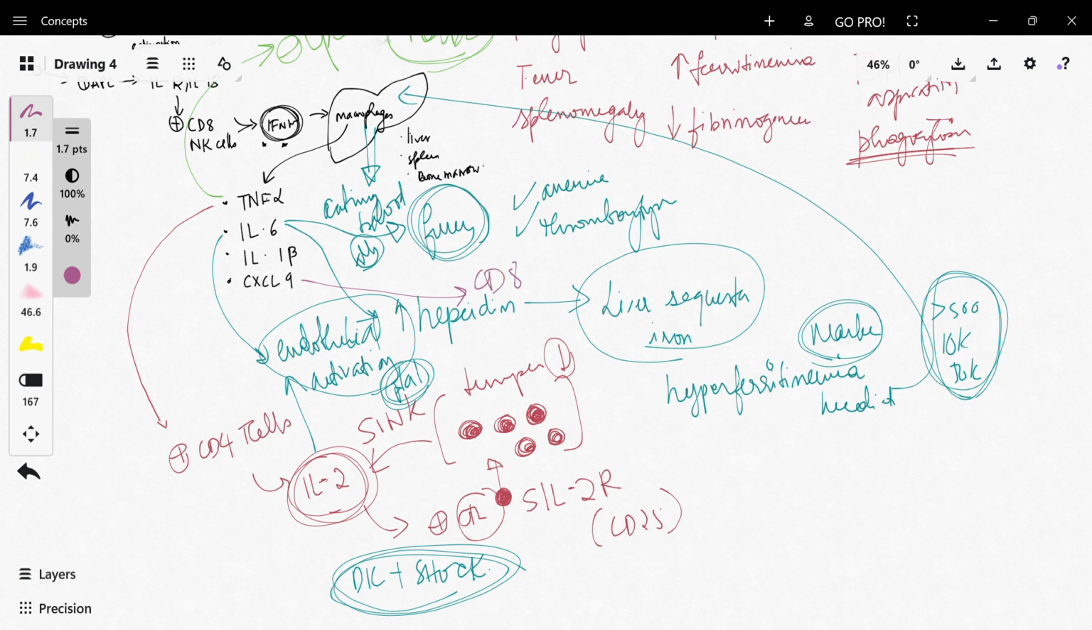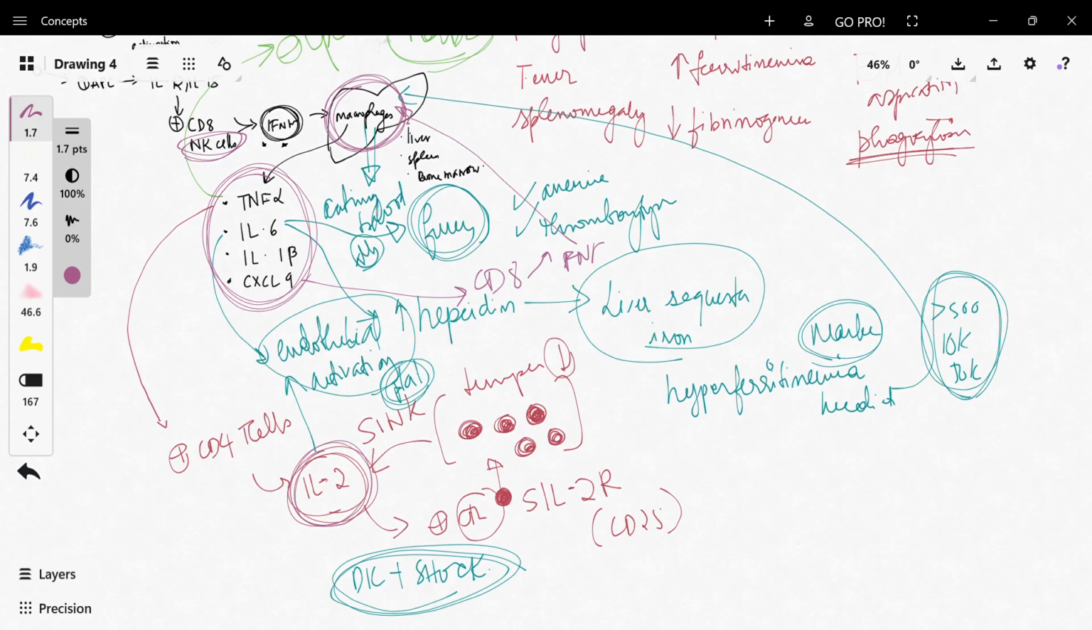CXCL9 recruits CD8 cells, and that again makes interferon gamma, which goes into, so you're seeing how everything goes back to activating the macrophage, or causing an increase in cytokines either directly or indirectly, and you're caught in a loop where there's no off switch.